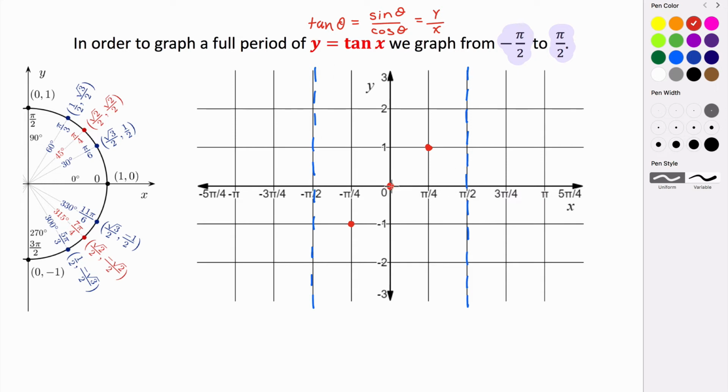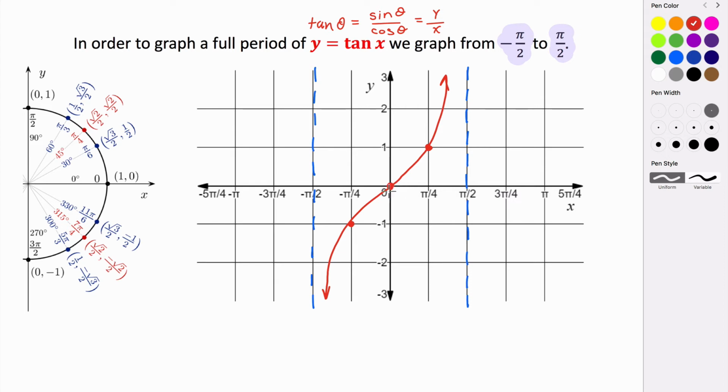Halfway in between, we get an x-intercept. And then halfway in between the x-intercept and the asymptote, we hit our positive a value and then our negative a value. So then you just fill in your curve, and you've graphed one cycle of the tangent function. As you can see, it goes from negative pi over 2 to positive pi over 2. And so that gives us a period of pi, and we've seen that before.